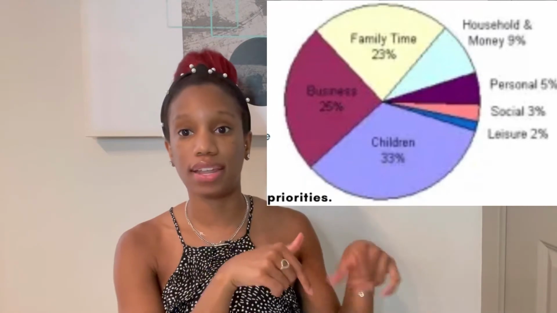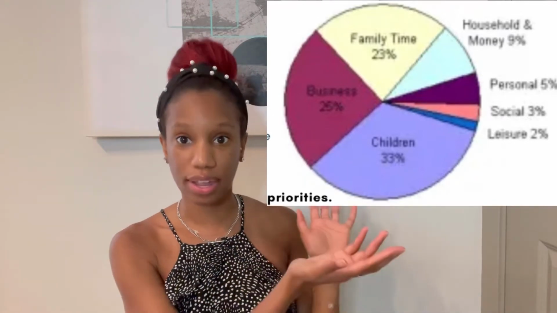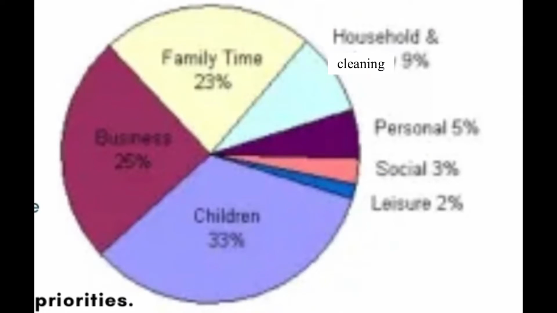So I'm going to put up a chart so you can see an example of what I am talking about right here. Okay, so in this example, you see priorities. These are example priorities broken down into different increments. So you have family time, which is 23%, business 25%, children 33%, leisure 2%, social 3%, personal life like self-care, that's 5%, and household and cleaning, that will be 9% of the time. So all of these different percentages equal 100.